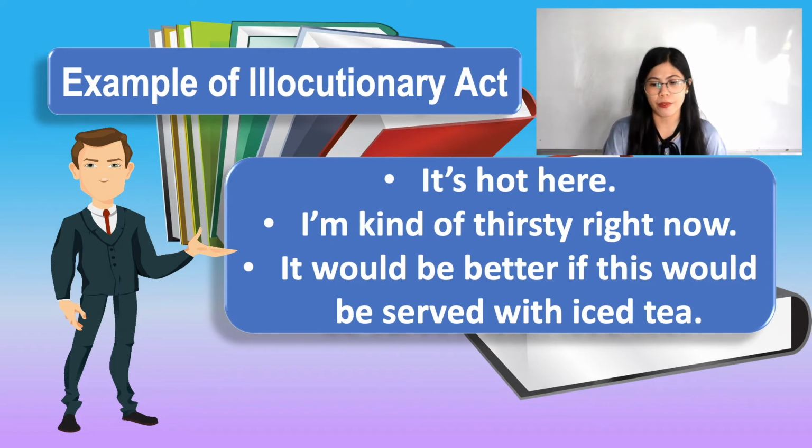Next example. The context is I just finished running for 2 hours with my friend, and I say, you know what, I'm kind of thirsty right now. My intention is for my friend to get me some water or anything that could quench my thirst. Another example, the context is I went to my friend's house to eat dinner, and she cooked beef steak, and I said, it would be better if this would be served with iced tea. That's my indirect request to my friend to give me some iced tea along with the beef steak she served. Those are examples of illocutionary acts. There is a hidden intention.